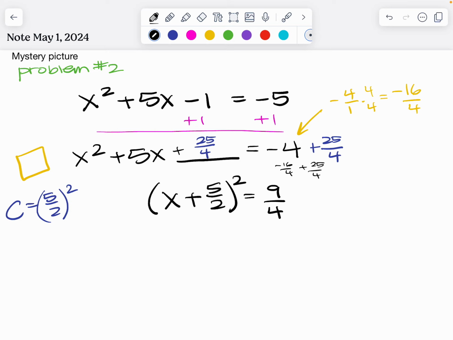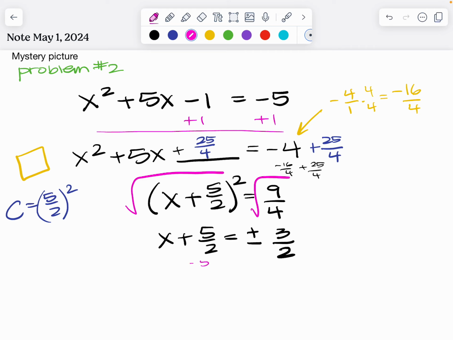All right, now I'm going to solve for x. So I'm going to take the square root. That leaves me with x plus 5 halves equals plus and minus the square root of 9, which is 3, over the square root of 4, which is 2. Look at this. This is going to work out nice. They have the same denominator. All right, I'm going to take that 5 halves over to this side. So I'm going to get x equals negative 5 plus and minus 3 over 2.